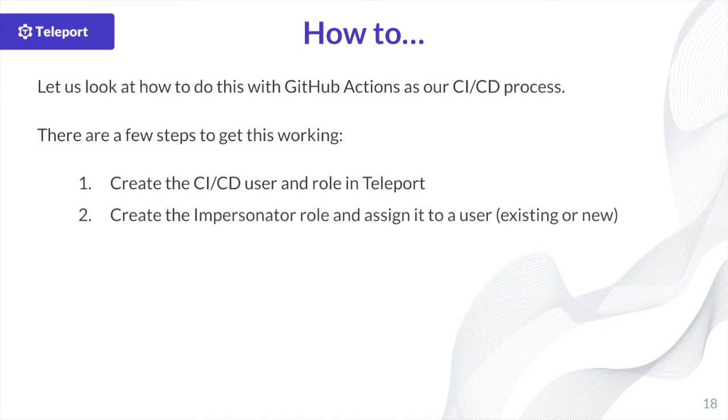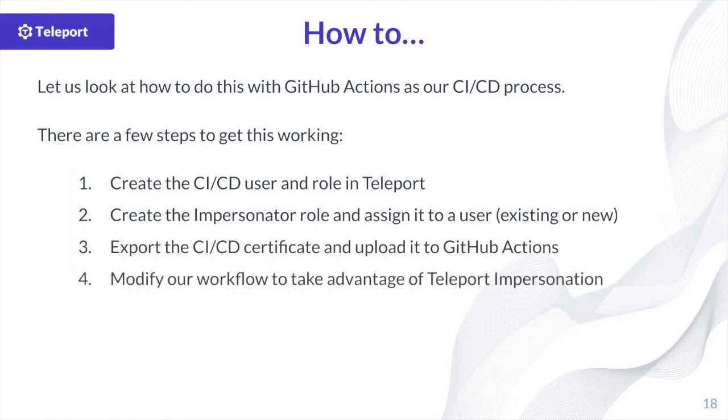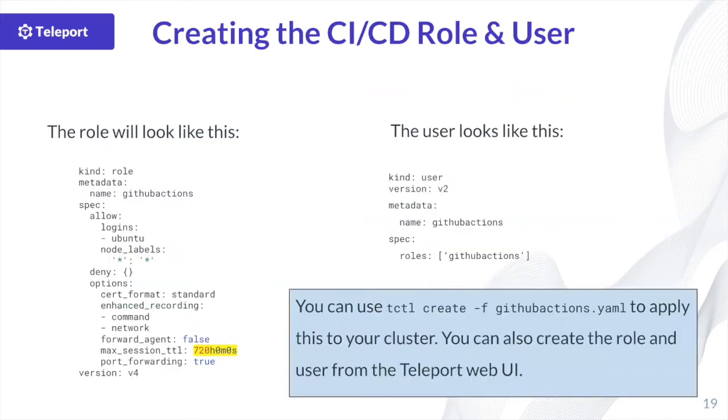Then we're going to create that impersonator role. And that's the key role, right? To impersonate this CI/CD user itself. Then we're going to export this and then upload it to GitHub Actions. Then we're going to modify our GitHub Actions workflow to take advantage of Teleport impersonation and get things rolling. So let's jump right into these examples.